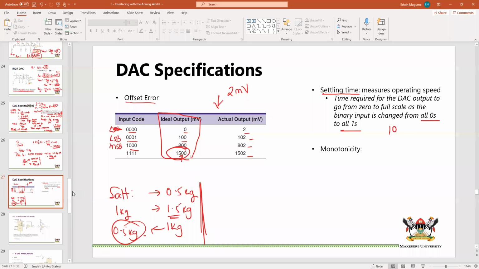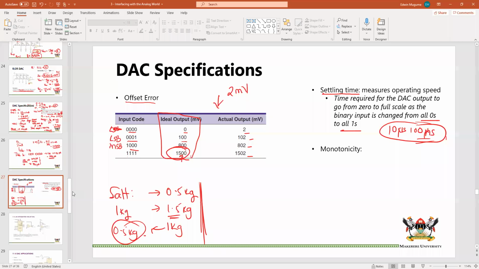These are usually very small values, 10, 100 nanoseconds, etc. The settling time is usually very small, but it gives you an idea of the speed of the digital to analog converter. We basically measure it by changing from all zeros to all ones, not going through the step-by-step increments as we have seen, but just changing from all zeros to all ones. And we see how long it takes the digital to analog converter to settle down and give you an analog output that is equivalent to the new state, which is all ones now.